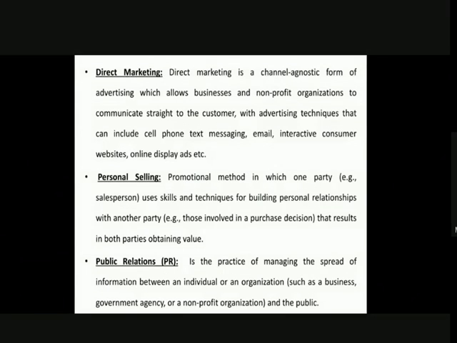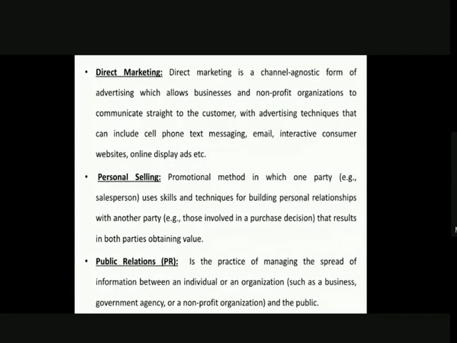Then we have public relations. You have a separate subject for this in your next semester. It is about the information that any customer receives from the retailer or a manufacturing company. Different types of articles are written on the company and the retail shops, and those articles are shared with individuals or groups of customers. Here we manage the spread of information between individuals or organizations, for example from business to business, from business to government agencies, to non-profit organizations, and also to the public.